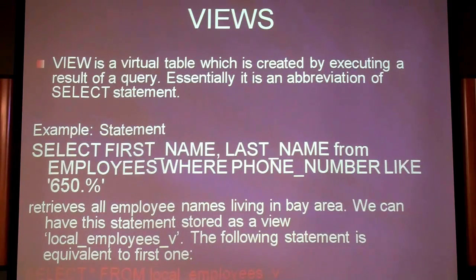Another example is if we'd like to create a virtual view, and then, for example, if we'd like to make Christmas presents to these employees in the Bay Area, we can simply query it like this. For example, select star from local employees V. This virtual table will be called local employees _V.